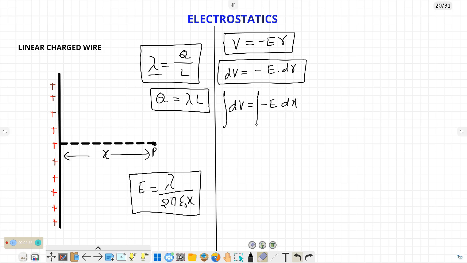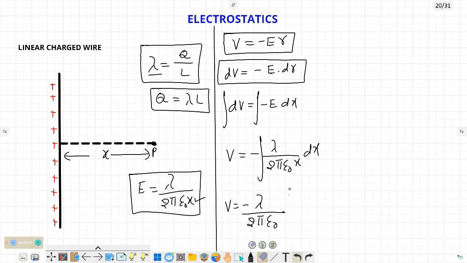Now apply integration on both sides, and we have to apply the limits. So integral dV is equal to minus the electric field. What is the electric field at a distance x, because we chose the point at distance x? It is lambda by 2 pi epsilon naught x, into dx. Now take the constants outside: minus lambda and 2 pi epsilon naught are all constants, and we are left with integral dx by x.